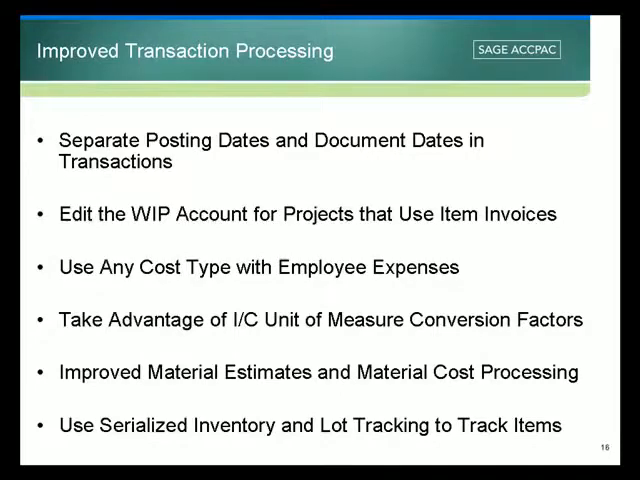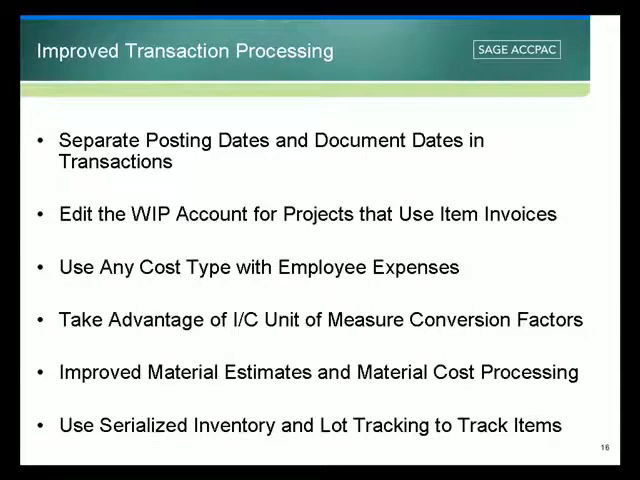Take advantage of IC unit of measure conversion factors. In version 5.5, when you post job-related material transactions, Project and Job Costing converts the quantity used in the transaction to the unit of measure used for the specified project resource category. To make the conversion, Project and Job Costing uses the conversion factor specified for the unit of measure in the item record in Inventory Control.